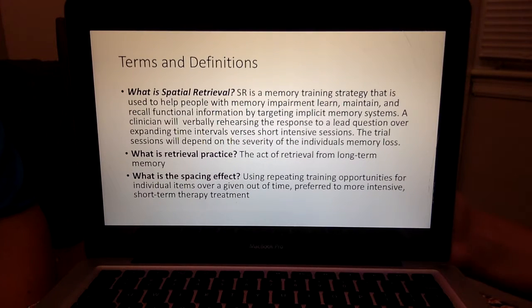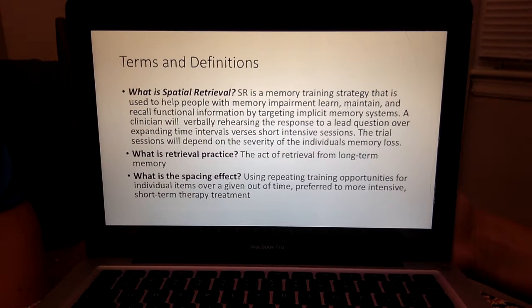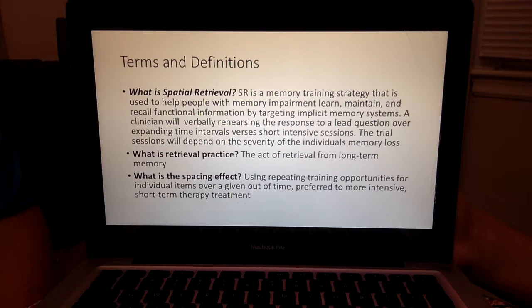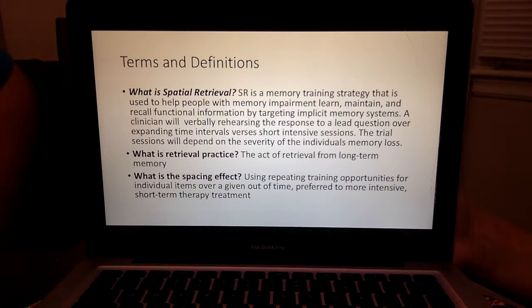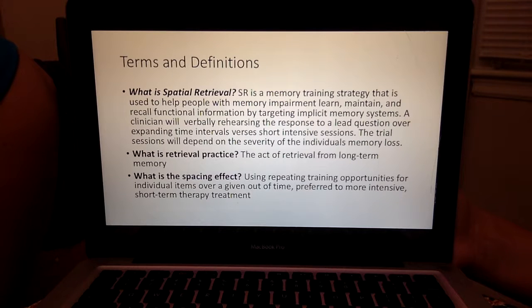So, what is spatial retrieval? It's a memory training strategy that is used to help people with memory impairment learn, maintain, and recall functional information by targeting implicit memory systems. A clinician will verbally rehearse the response to a lead question over expanding time intervals versus short, intensive sessions. The trial sessions will depend on the severity of the individual's memory loss.